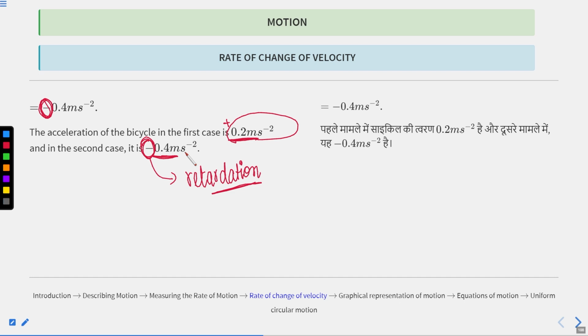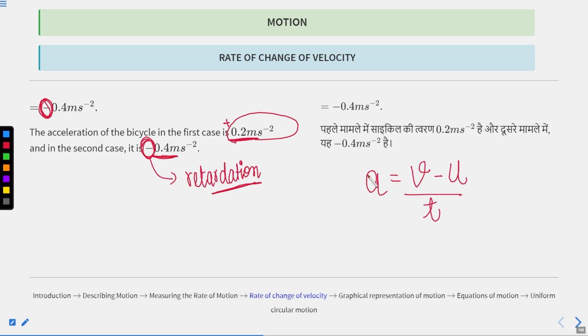So in today's class, we mainly studied what the rate of change of velocity is, and it came out to be acceleration. We learned the formula of acceleration, which is final velocity minus initial velocity divided by time. Acceleration is first divided into two categories according to direction: positive acceleration and negative acceleration. Positive acceleration is known as acceleration, and negative acceleration is known as retardation. And according to motion, acceleration is divided into two types: uniform and non-uniform.